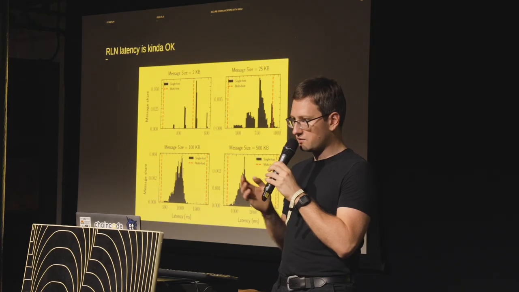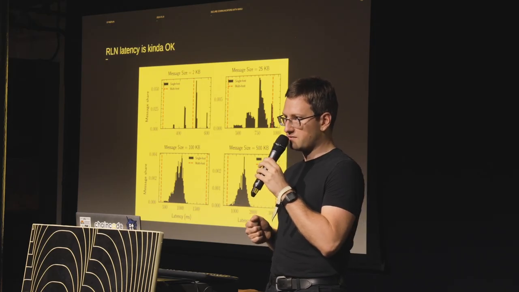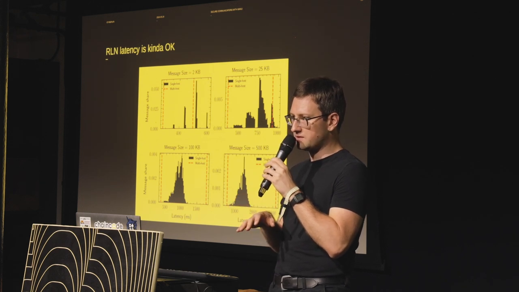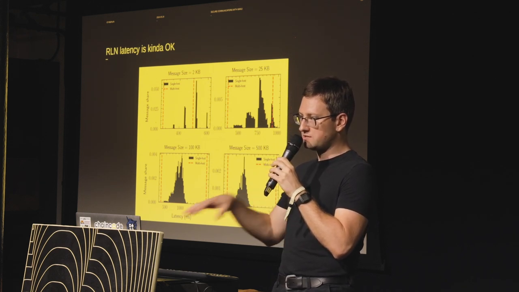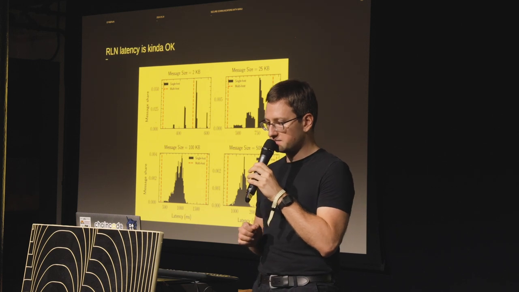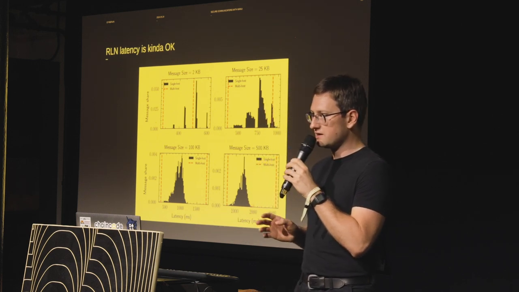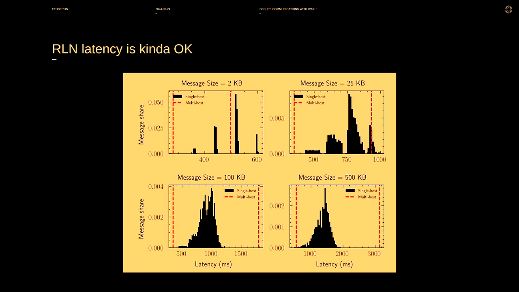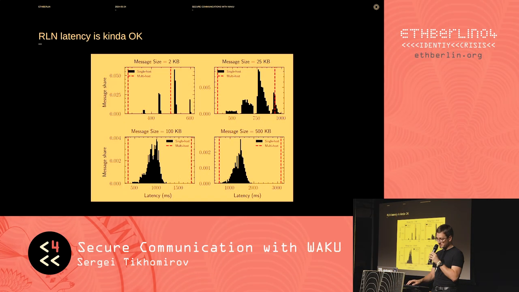So Alvaro, a colleague of mine, a researcher at Waku, has done some simulations, both in a single host environment and also with nodes deployed in different geographic locations. And long story short, it is kind of okay. It is not noticeable for sure, but it doesn't make the network so slow as to make it unusable. It's still on the order of hundreds of milliseconds, or seconds perhaps, depending on the size of the message.